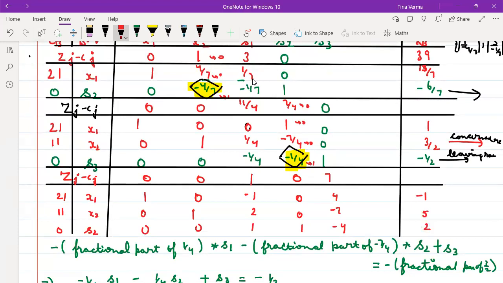Now here your integers have come, but your feasibility is still disturbed. This means now you need not add a constraint. Just apply your dual simplex. Okay? Will you apply it? So here if you apply your dual simplex, this will be your leaving row. This will be your pivot element. So what will you have to do? Just make it 1 and make the others 0. Okay? What variable will come?